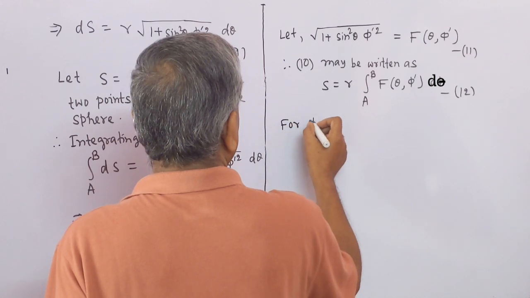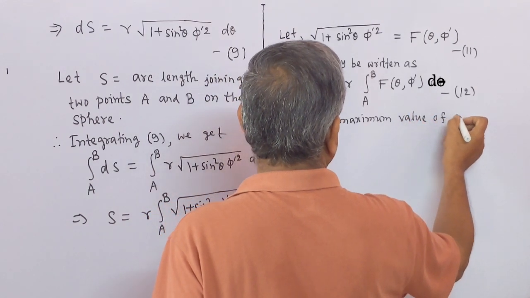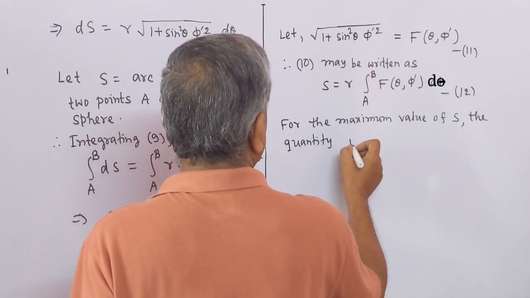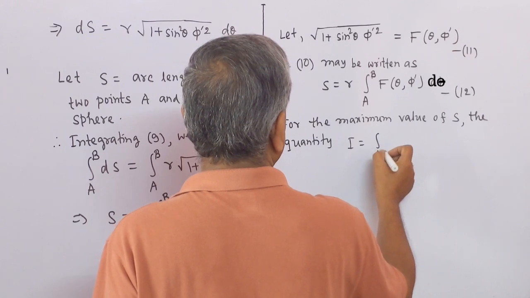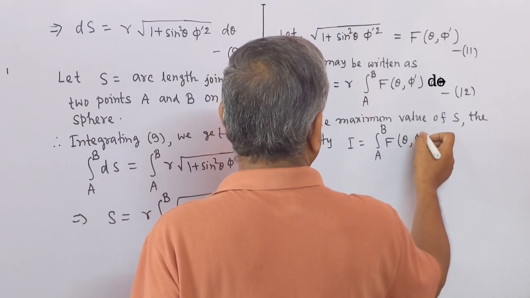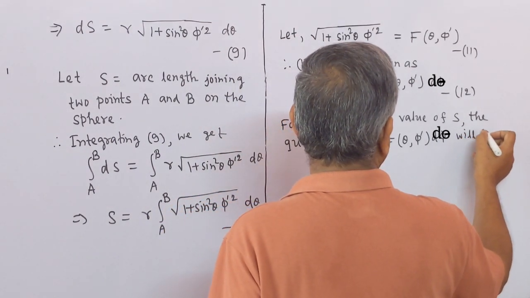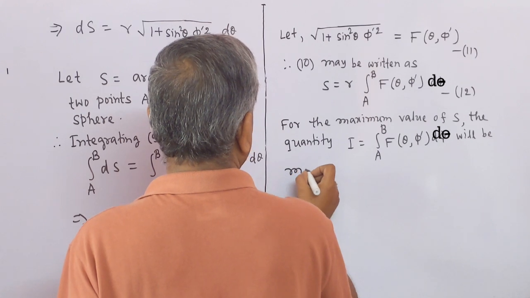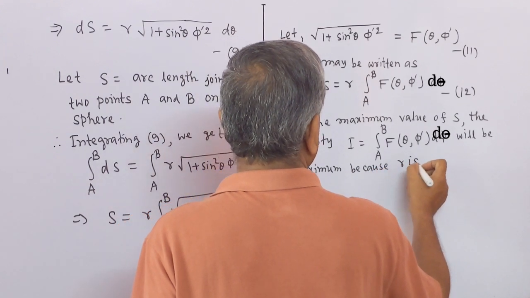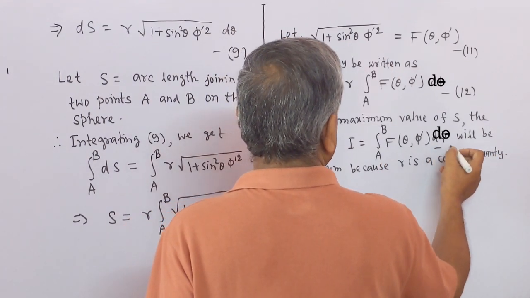For the maximum value of S, the quantity I equal to integration A to B F theta phi prime d theta will be maximum, because R is a constant quantity. Let this be number 13.